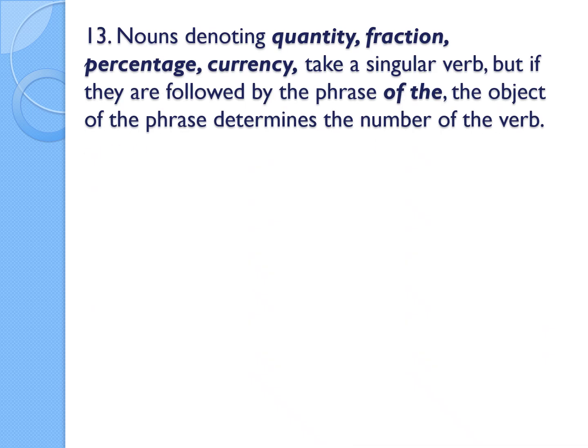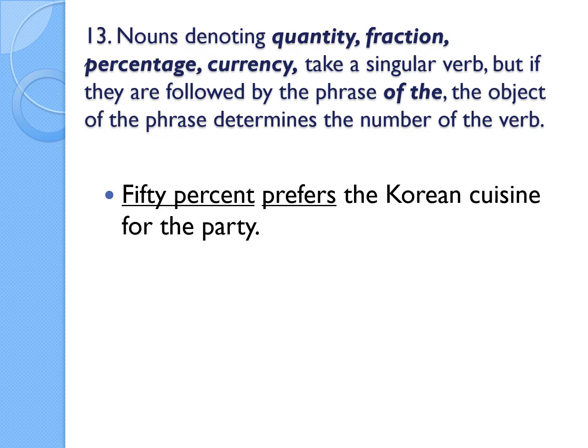Next, nouns denoting quantity, fraction, percentage, currency take a singular verb. But if they are followed by an of phrase, the object of the phrase determines the number of the verb. Example, "50% prefers the Korean cuisine for the party." So it is a fraction. 50% is a quantity. Therefore, it must use a singular verb, and that is "prefers" with s.